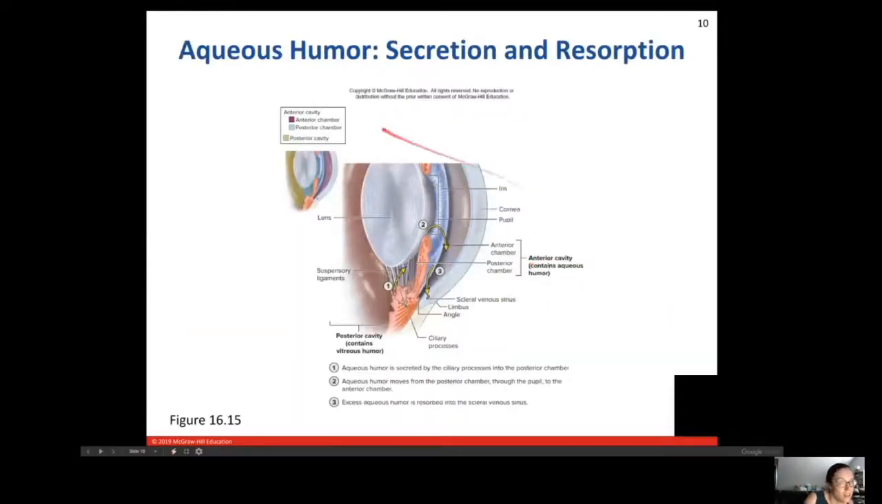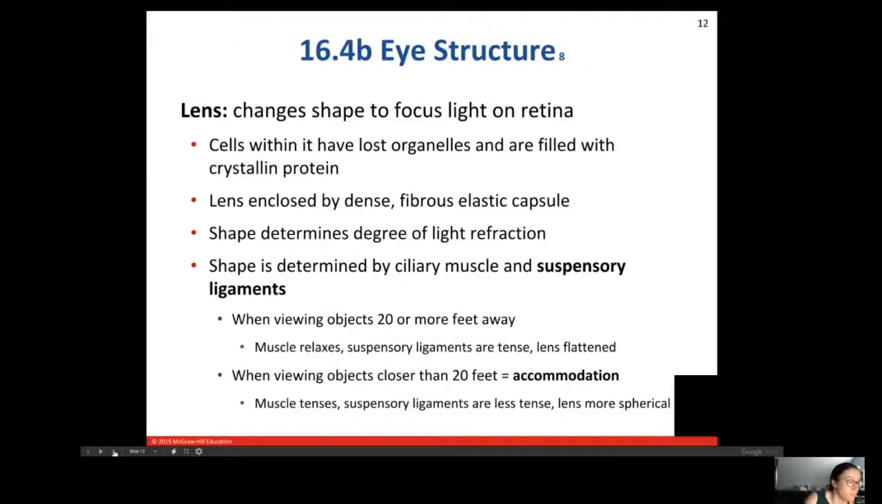And we can see here, this is going to be our lens here. The ciliary muscles are found here within the ciliary body. And then these are the suspensory ligaments. So these muscles are sort of round. So when the muscles relax, it's going to release tension on the suspensory ligaments, and that's going to stop pulling on the lens, and it's going to allow the lens to sort of round up. Whereas when the suspensory muscles tense, it kind of pulls them away.